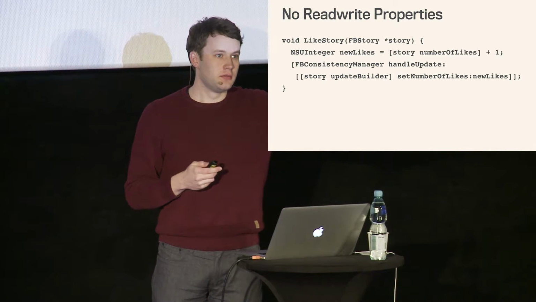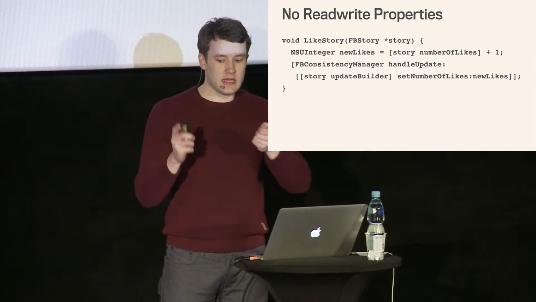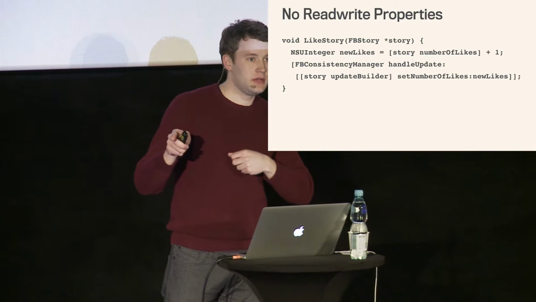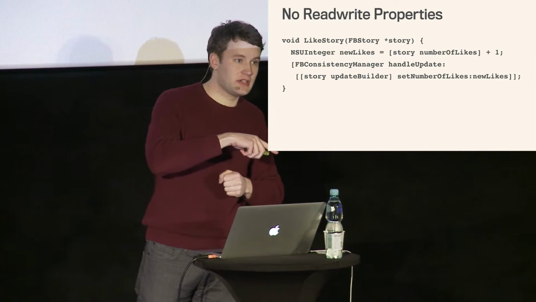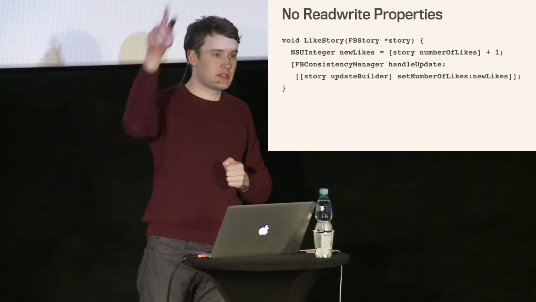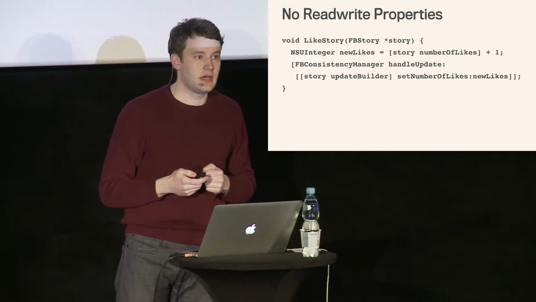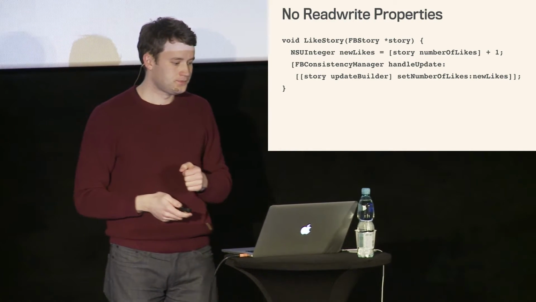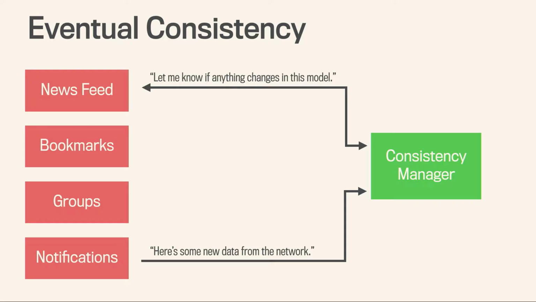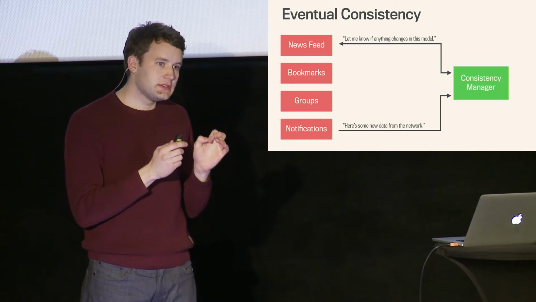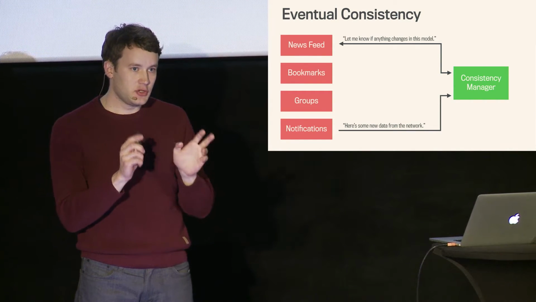Here's the update, go. At the end of this function, the story object still has the old number of likes, right? There's going to be a new story object that's going to come through a flow that'll have the new value. So what is this consistency manager? It's this object that sits there. There's just one of them. And basically, different parts of the app interact with it in 2 ways.